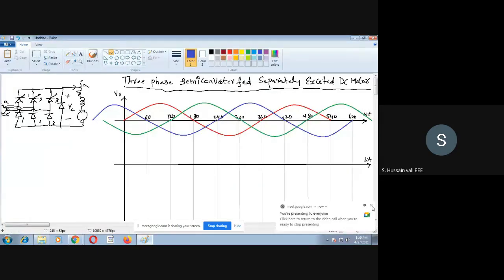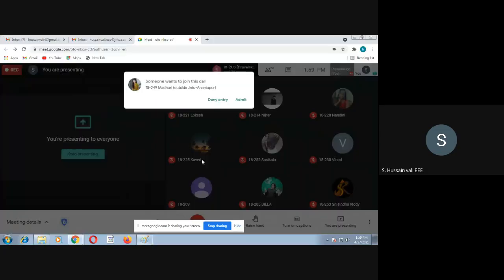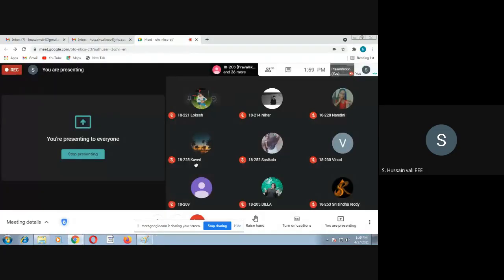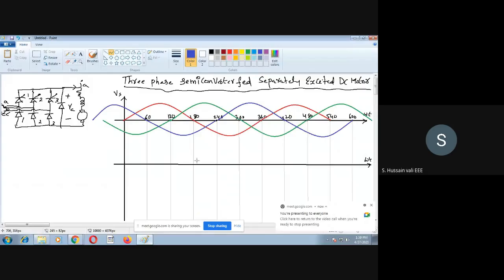So I have drawn here the three-phase voltage waveforms. RGB is the phase sequence here. Okay, ABC he has given, so you can take it as ABC only. So this is A, this is B, this is C. You can take it like this, or you can take RGB also. There is no problem here.